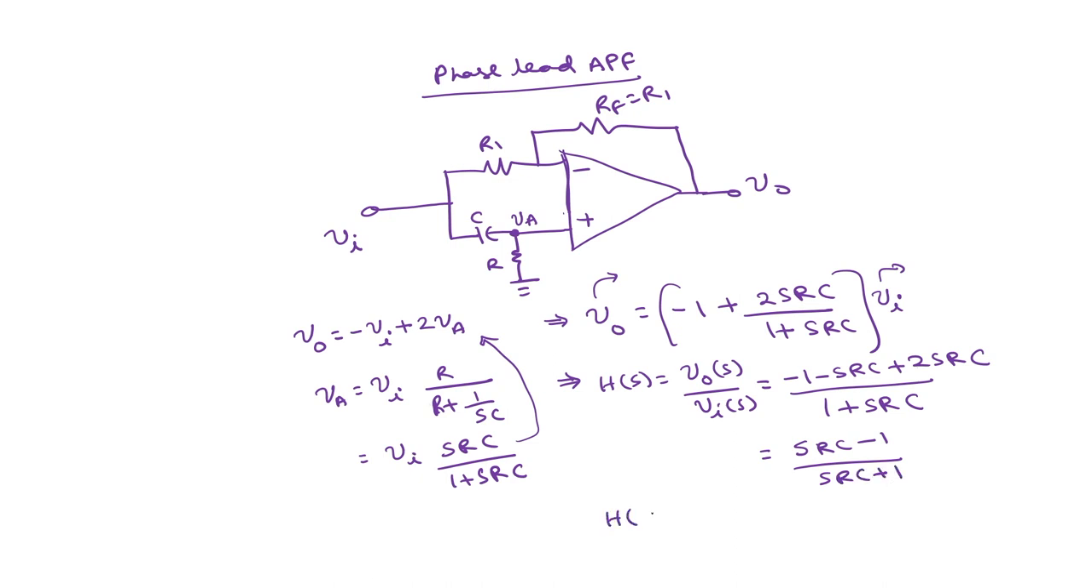Or what is H of J omega or JF? S is equal to J omega or J 2 pi f. This is equal to J 2 pi f R C minus 1 divided by J 2 pi f R C plus 1. So, you can easily see that magnitude of this one is again unity. It passes all the frequencies with equal magnitude. But what happens to the phase?